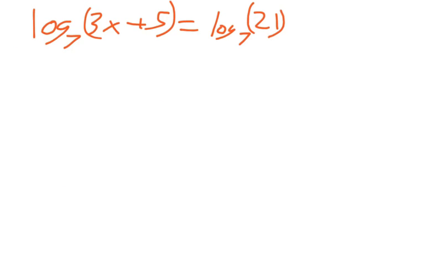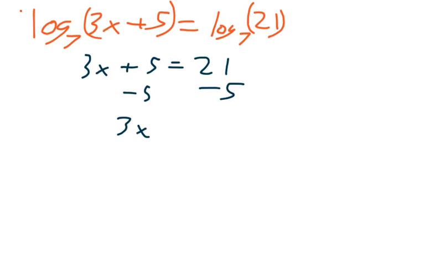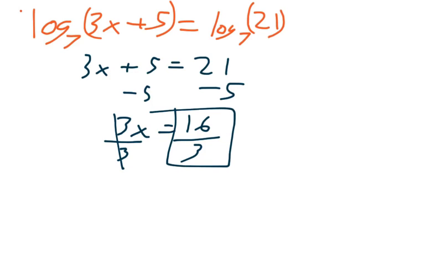Alright, for problem number 4, we have this equation that we're trying to solve for x, and based on the property of equality, the log base 7s are unimportant to this problem. Subtract 5, 3x equals 16, divide by 3, it doesn't come out even, so my answer is going to be 16/3.